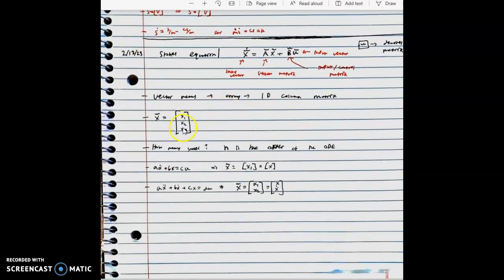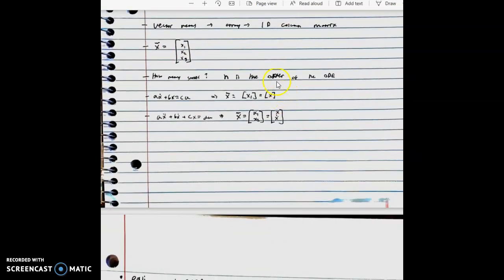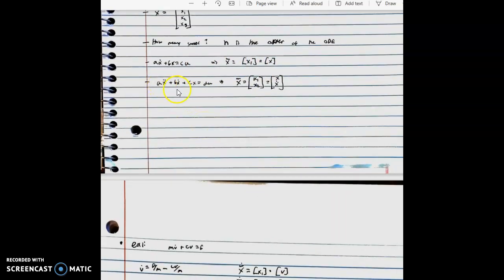So for this one, we then see our x tilde equals x1, x2, x3. For the states, n is the order of the ODE. So if you have a x dot plus b x equals c u, your x tilde equals x1 equals x. Similar for the second equation, your x tilde then becomes x1 over x2.